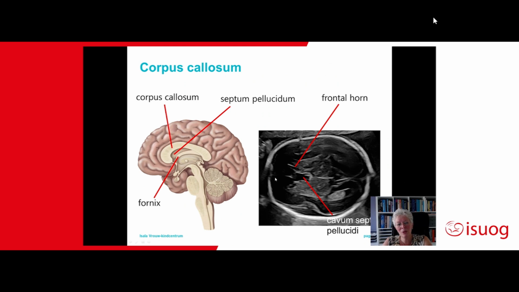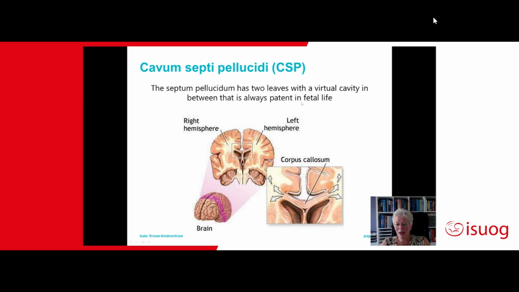Then we're going to take a closer look at the corpus callosum. Here, the schematic view again. Here we have the corpus callosum. We have the cavum septi pellucidi. We have the fornices. And if we take a look at the axial view, again, the cavum septi pellucidi with the frontal horns over here. The cavum septi pellucidi is patent during fetal life, but then the cavum disappears and a septum pellucidum is what's left of it, with the corpus callosum here above it and the frontal horns over here.